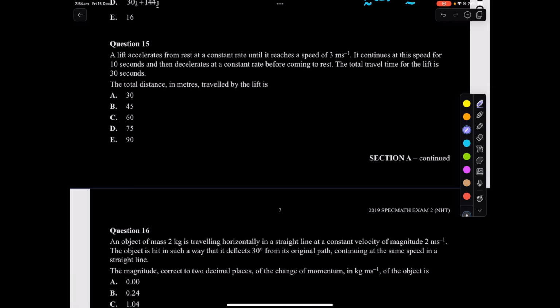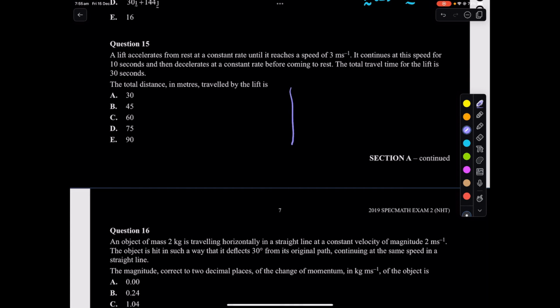A lift accelerates from rest at a constant rate until it reaches a speed of 3 meters per second. It continues at that speed for 10 seconds and then decelerates at a constant rate before coming to rest. The total travel time for the lift is 30 seconds. The total distance in meters traveled by the lift is what? If you do physics, or if you did specialist units 1 and 2, these questions are very common. They are very easily done by drawing a velocity time diagram.